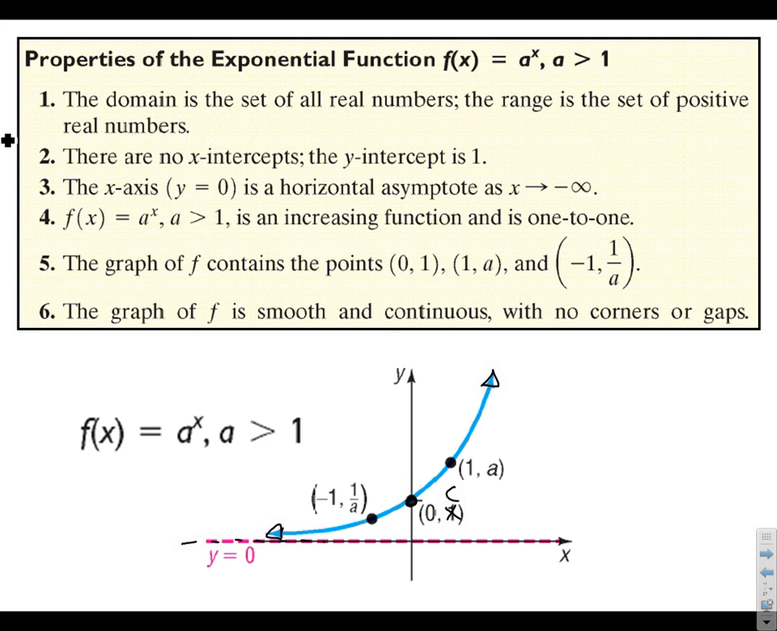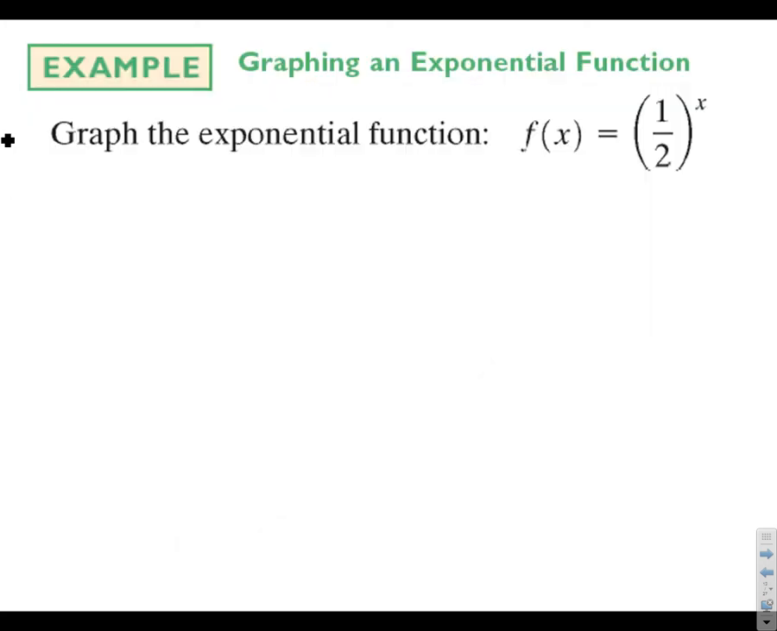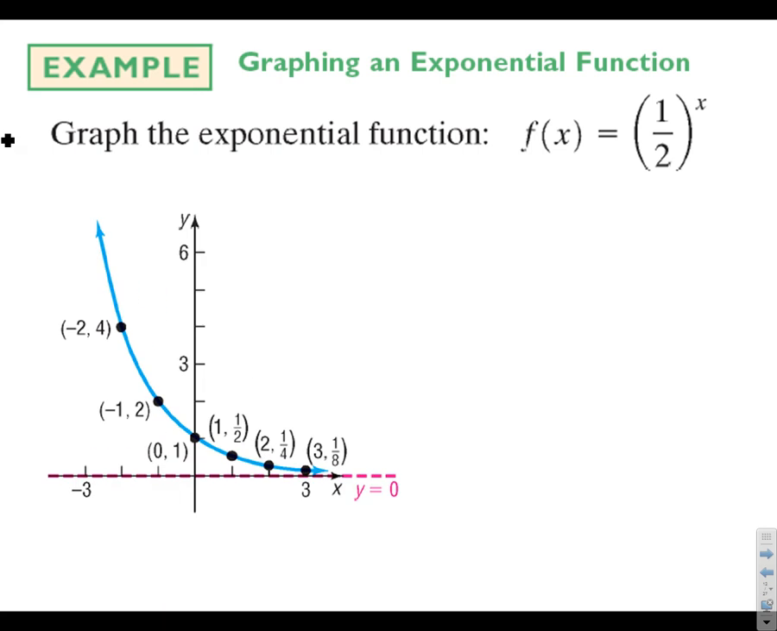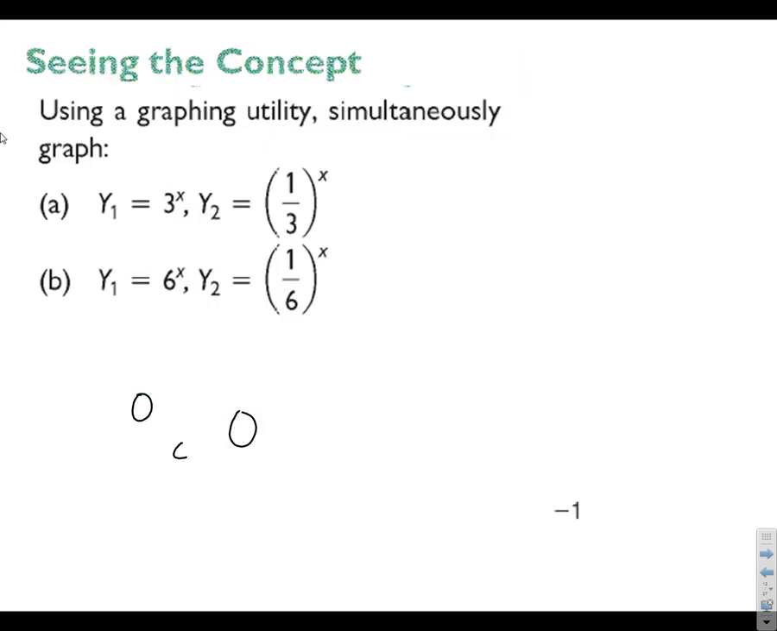And (0, c), (1, a), and (-1, 1/a) will always be on your graph, with no corners or gaps. It's always smooth and continuous. Let's talk about going down. It's the same thing. So (0, c), (1, 1/2), and (-1, 2) are the points always on your graph.